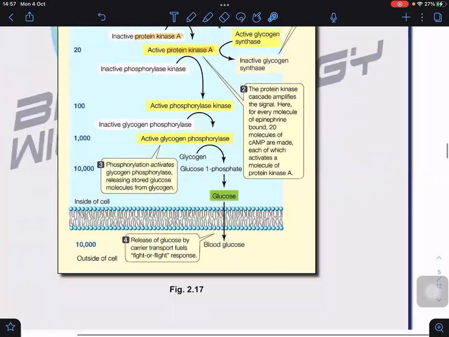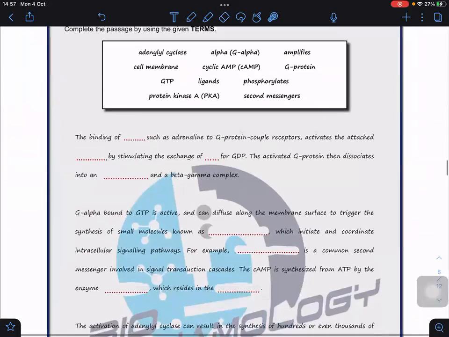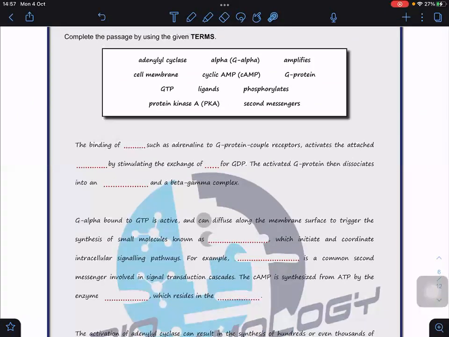So now take a bit of time, 5 minutes, to complete this passage using the given terms.